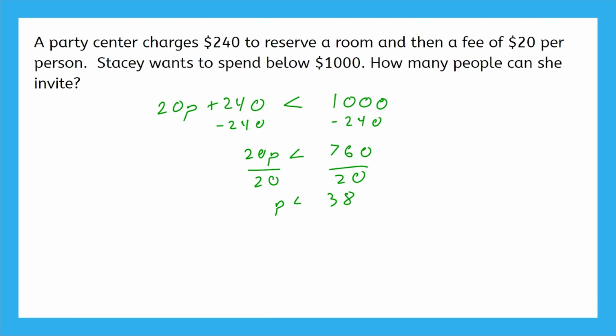Obviously, she can invite less than 38 people, such as like only 25, and she can't invite more than 38. So if she has 50 friends, then some of them will be left out. But could she invite exactly 38 friends? No, because 38 friends would cost exactly $1,000, and she said she wanted to spend less than that.